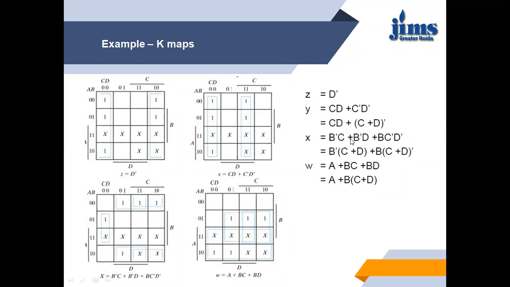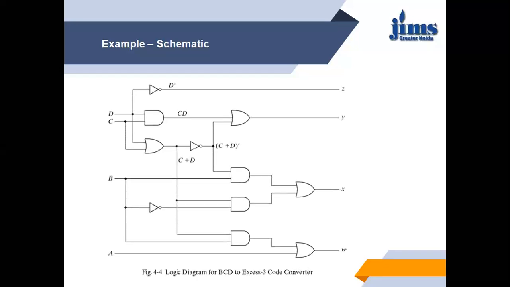X equals B bar C plus B bar D plus B C bar D bar, and W equals A plus BC plus BD. And the last step is to draw the circuit, and here I have tried to draw the logic diagram of a BCD to XS3 code converter.